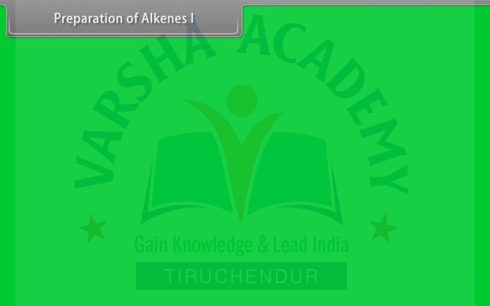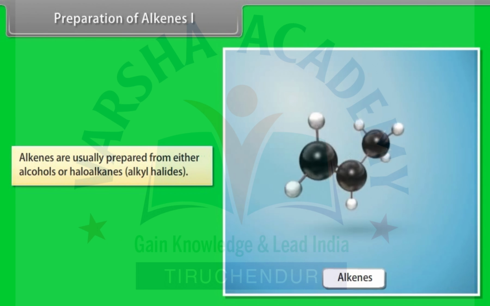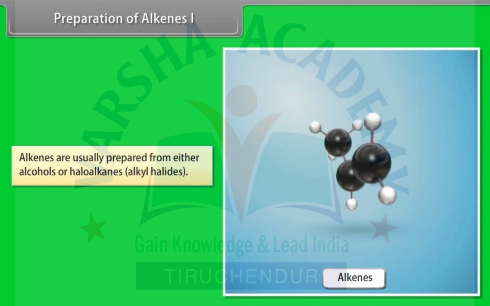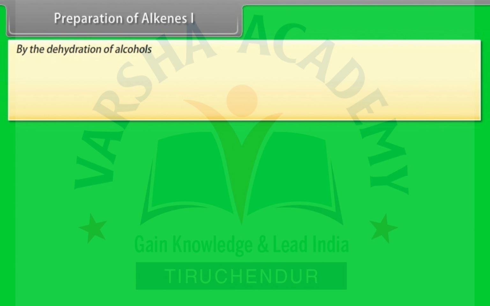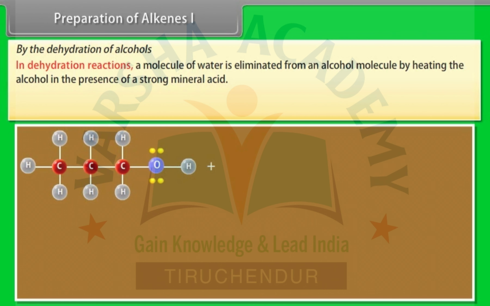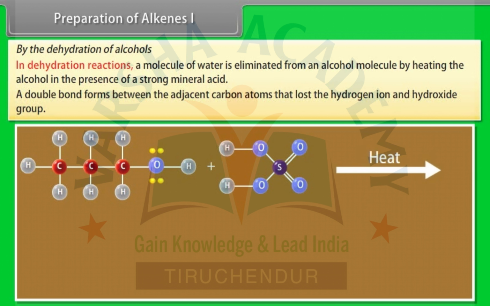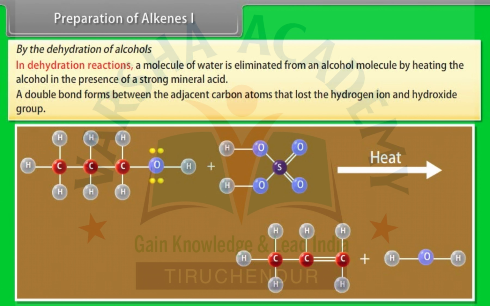Preparation of alkenes, Part 1. Alkenes are generally prepared through beta-elimination reactions, in which 2 atoms on adjacent carbon atoms are removed, resulting in the formation of a double bond. Alkenes are usually prepared from either alcohols or haloalkanes, alkyl halides, by the dehydration of alcohols. In dehydration reactions, a molecule of water is eliminated from an alcohol molecule by heating the alcohol in the presence of a strong mineral acid. A double bond forms between the adjacent carbon atoms that lost the hydrogen ion and hydroxide group.